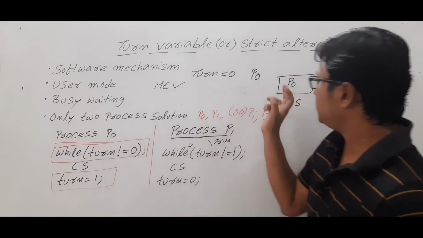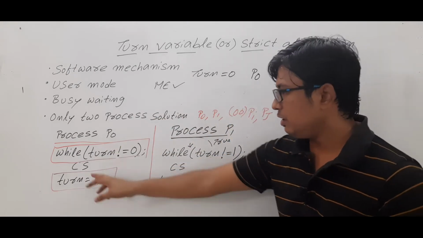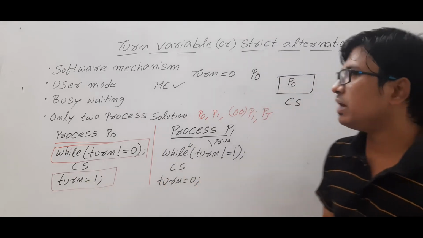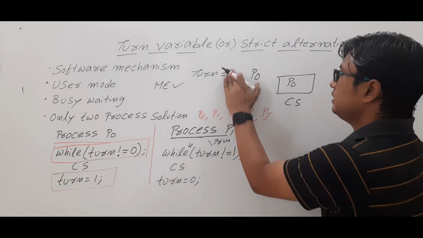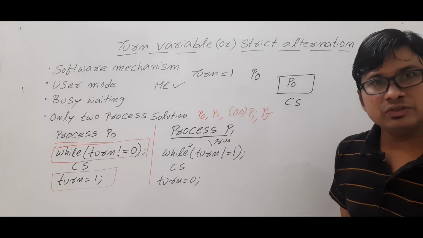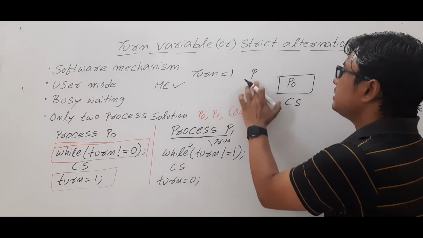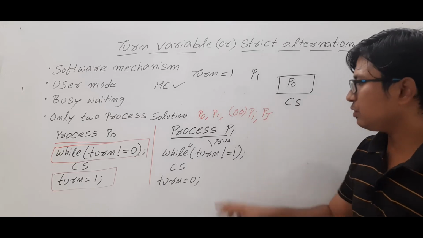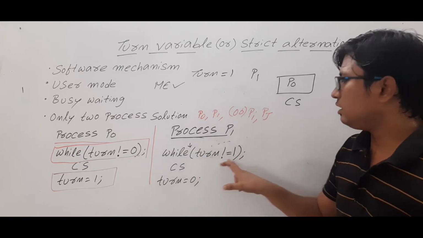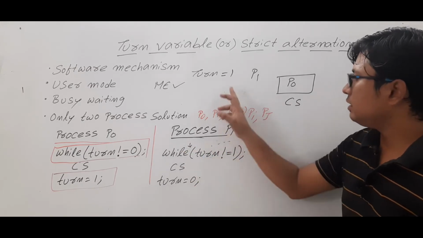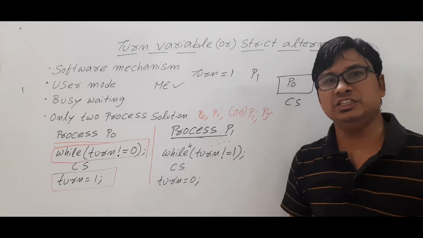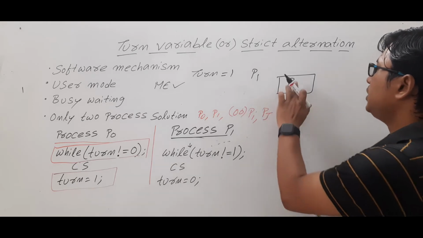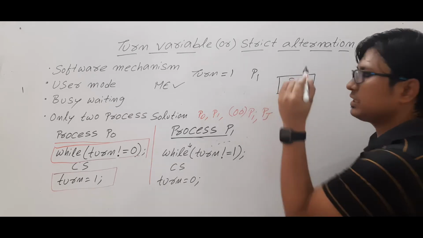Now process P0 is there in the critical section. When it exits from the critical section, it will make the turn value equal to 1. If turn value is equal to 1, it means that process P1 can enter into the critical section. Now look at here. While turn not equal to 1, 1 not equal to 1, the condition is false. If this condition is false, then process P1 can enter into the critical section.